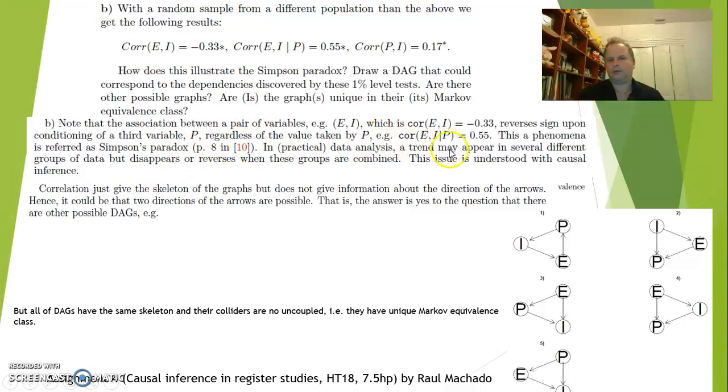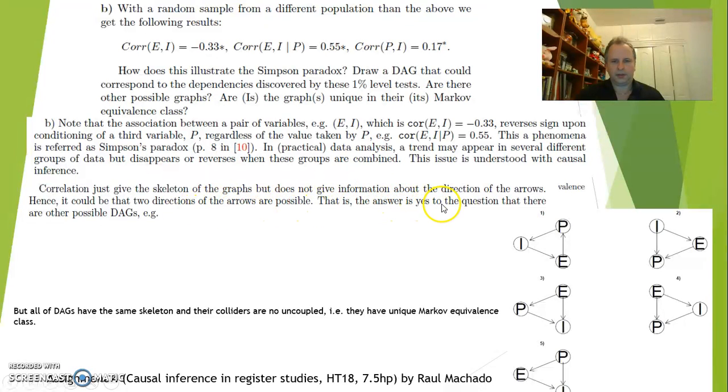It is like, for instance, trends that may appear in several different groups of data but disappear or reverse when these groups are combined. This issue is understood with causal inference. Now, a correlation just gives the skeleton of the graph. I already talked about that, but it does not give information on the direction of the arrows. Hence, both directions of the arrows are possible.